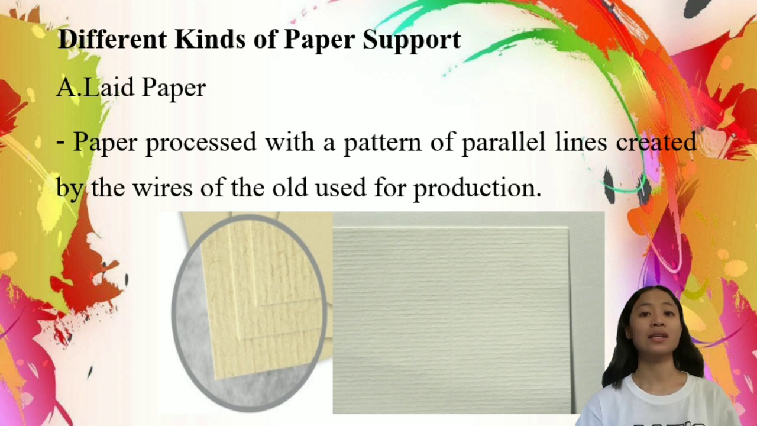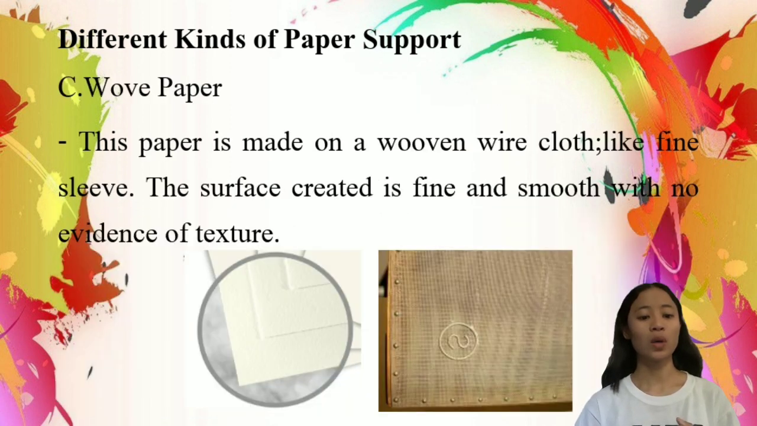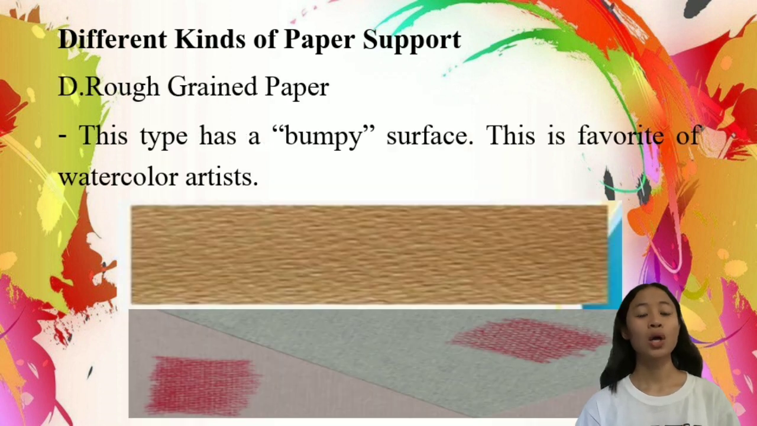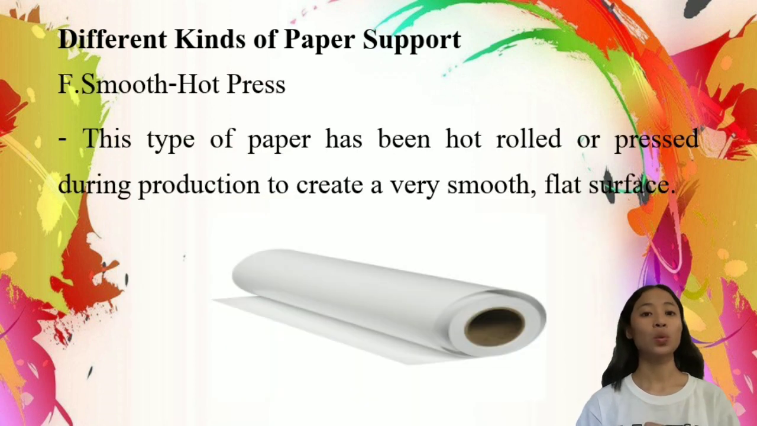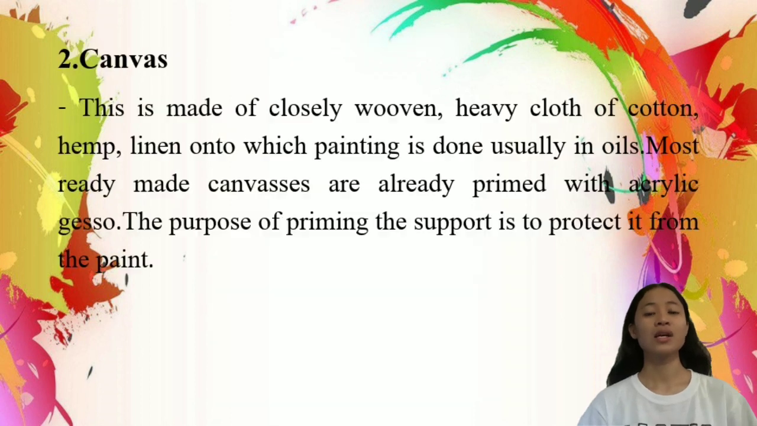And those are the different kinds of paper. Number one, we have the laid paper. Second one is the textured pastel charcoal and craft paper. The next one is the wove paper. We have the rough-grained paper, medium paper, and the last one is the hot press paper. So, we're done discussing paper, the different types and different kinds. So, now let's proceed to canvas naman.